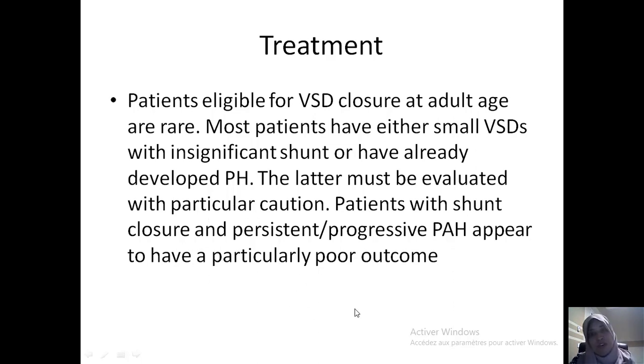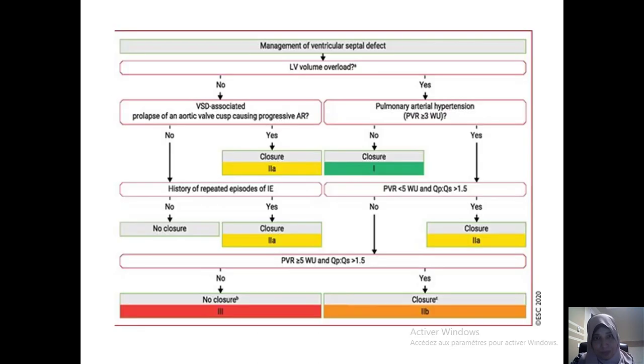Patients eligible for VSD closure at adult age are rare, and most patients have either small VSDs with insignificant shunt or have already developed pulmonary hypertension. The latter must be evaluated with particular caution. Patients with shunt closure and persistent progressive pulmonary arterial hypertension appear to have a particularly poor outcome.